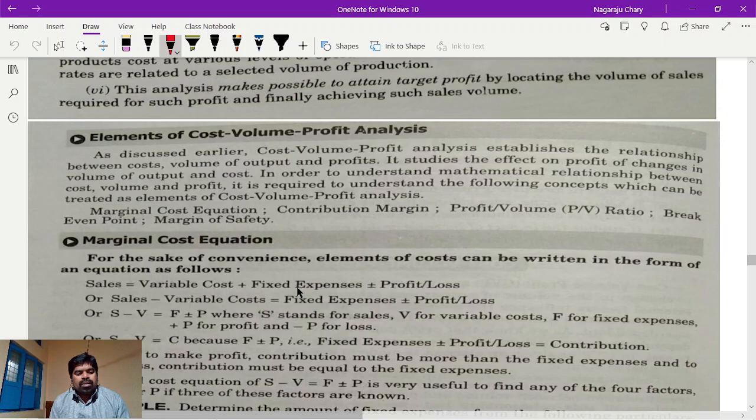To understand CVP analysis, one should know the marginal cost equation. What is the marginal cost equation? And the contribution. What is contribution margin? And the profit value ratio, PV ratio generally we say, and the break-even point and the margin of safety. These are the elements involved in CVP analysis. So let us see one by one.